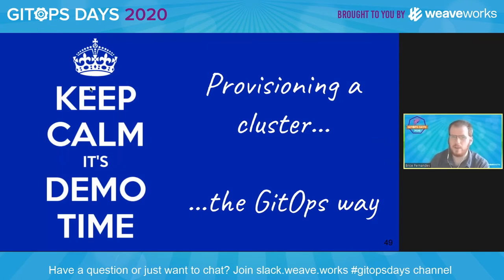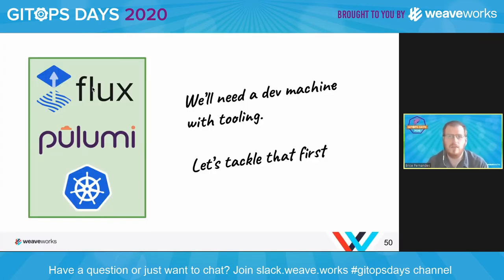So let's do it the GitOps way. To start, we'll need some sort of tooling, right? Because we're manipulating files and we're going to need to call APIs and we're going to need to set up operators, we're going to need to set up a tooling environment. So let's tackle that first.